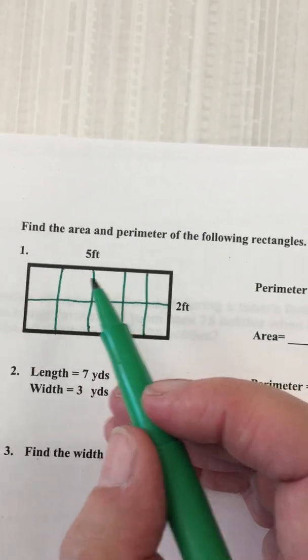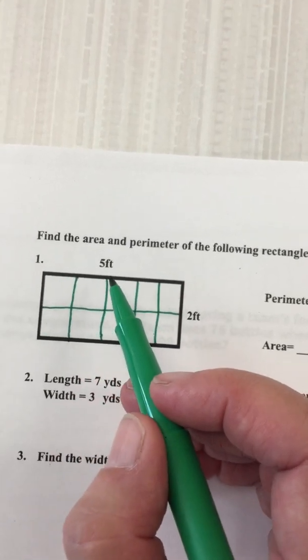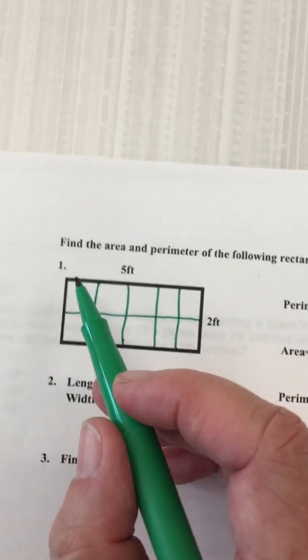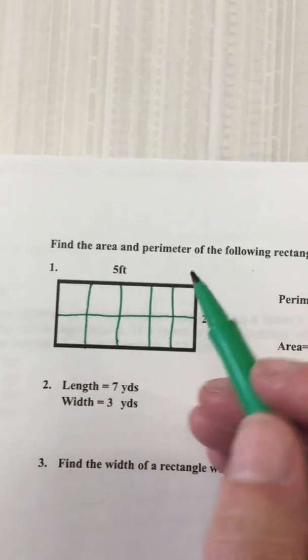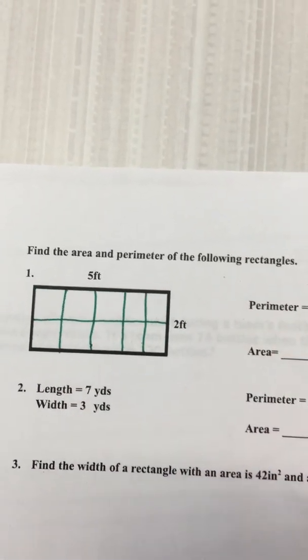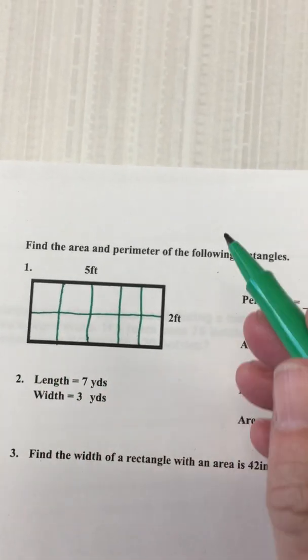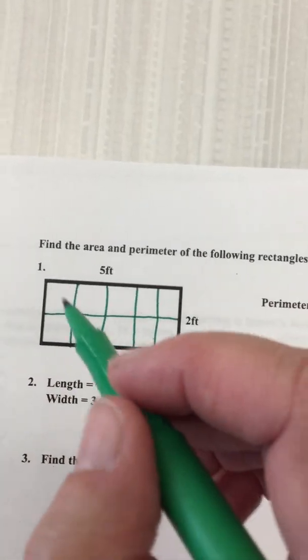This is 1, 2, 3, 4, 5. So pretend this is 1 foot, 1 foot, 1 foot, 1 foot, and 1 foot. I know that I didn't space them evenly, but if they were spaced evenly, it would add up to 5 feet. And of course, you have 2 feet this way. So when you find area, it's not the distance around, it's how many little squares you can fit inside.